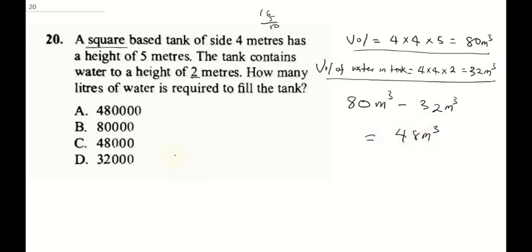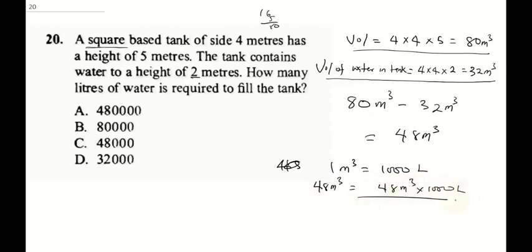Now, in order to get it in liters, you need to recall that if 1 meter cube is equal to 1000 liters, 48 meter cube will be 48 meter cube multiplied by 1000 liters, all divided by 1 meter cube. Meter cube cancels out meter cube. So you're going to get a final answer as 48,000 liters. So the correct answer here is going to be what? C.